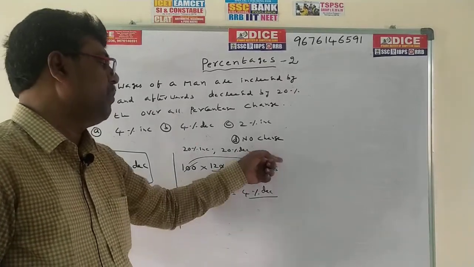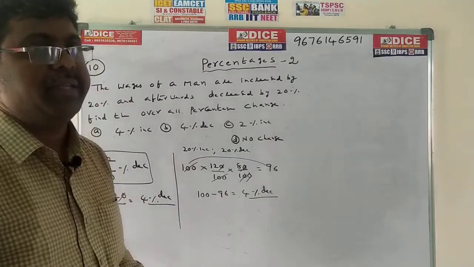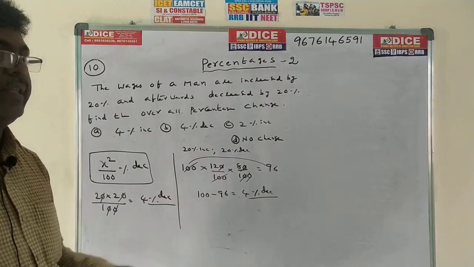Sometimes the number is more than 100, which means it is increased. Write on this one, and we can do another problem on the same model.